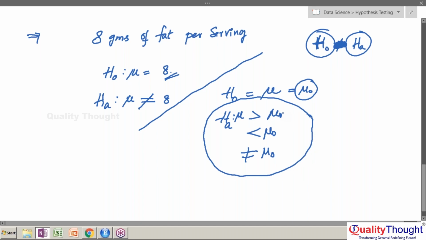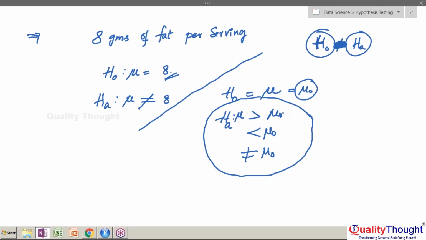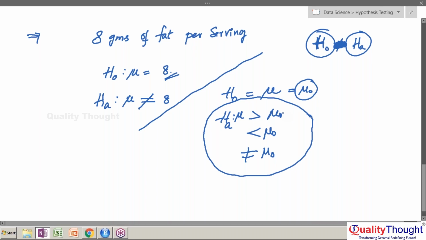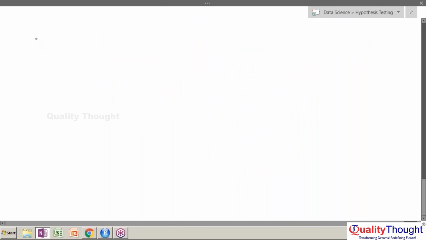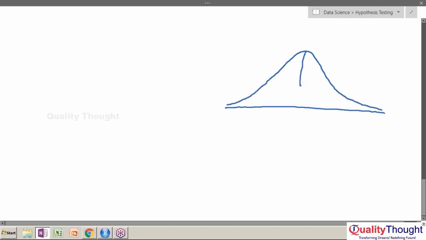I hope that you understand the logic. So coming to the problem, we will go ahead with the probability distribution. That may be a standard normal distribution, whatever it is. It is expected this is how it looks like. This is going to be mu naught.